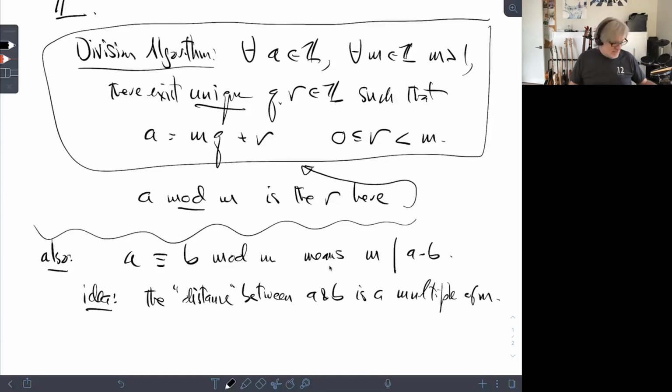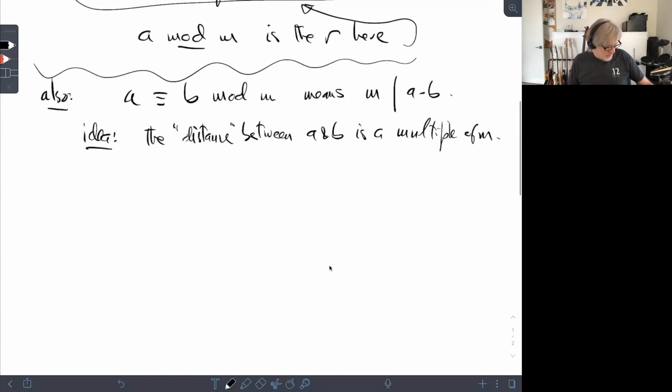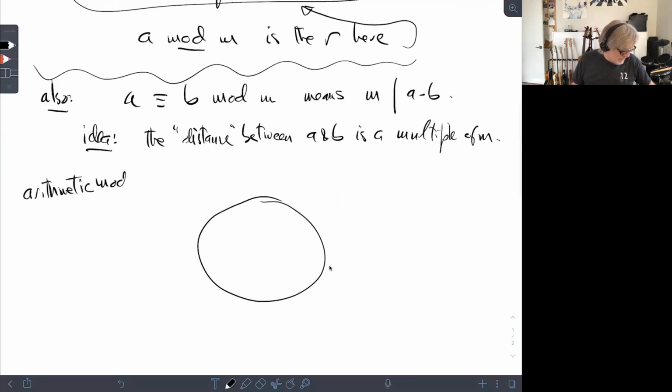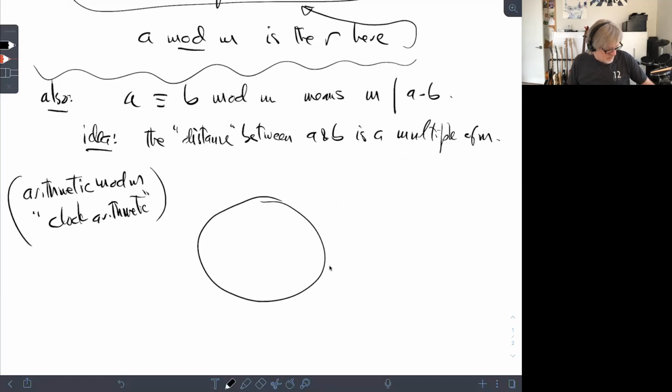And another way of seeing that is if you look at the clock, what I'd call the m clock. So arithmetic, that's where I want to go. Arithmetic mod m, so clock arithmetic. So I have my hours, if you wish, like this, right up to m minus 1. So this is 0 to m minus 1. These are the possible remainders when you divide by m.